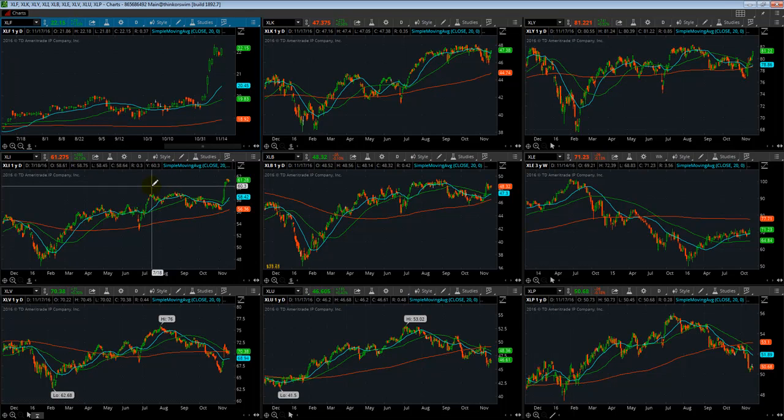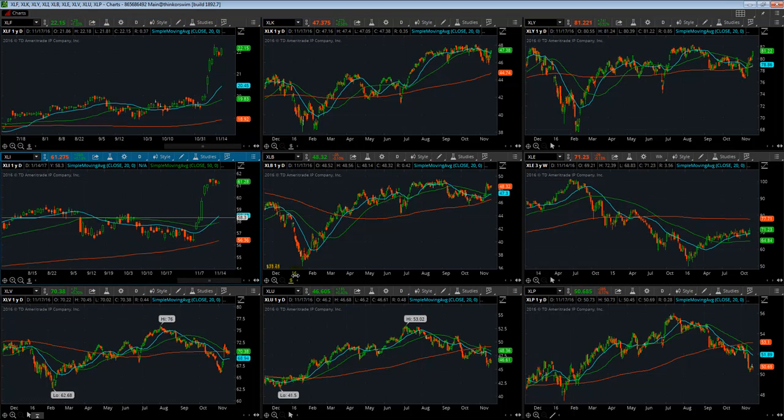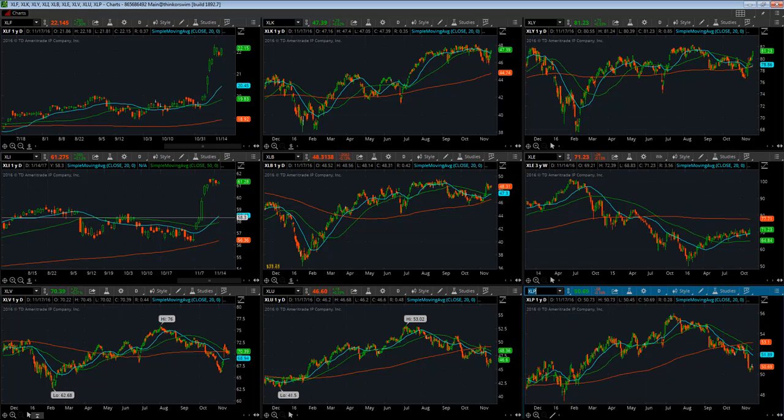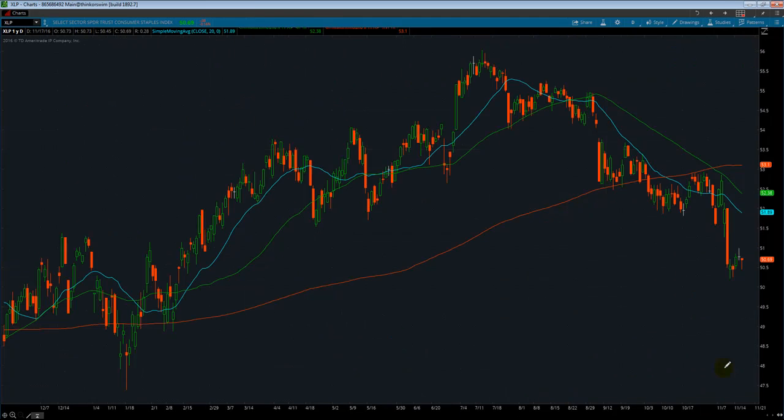So again, same with XLI industrials. Let me find something that is bearish, right? So XLP is what, consumer staples, I think. Yeah, consumer staples. So let's expand this sucker and let's go in there. As you can really tell, I see somewhat of a head and shoulder pattern in here.